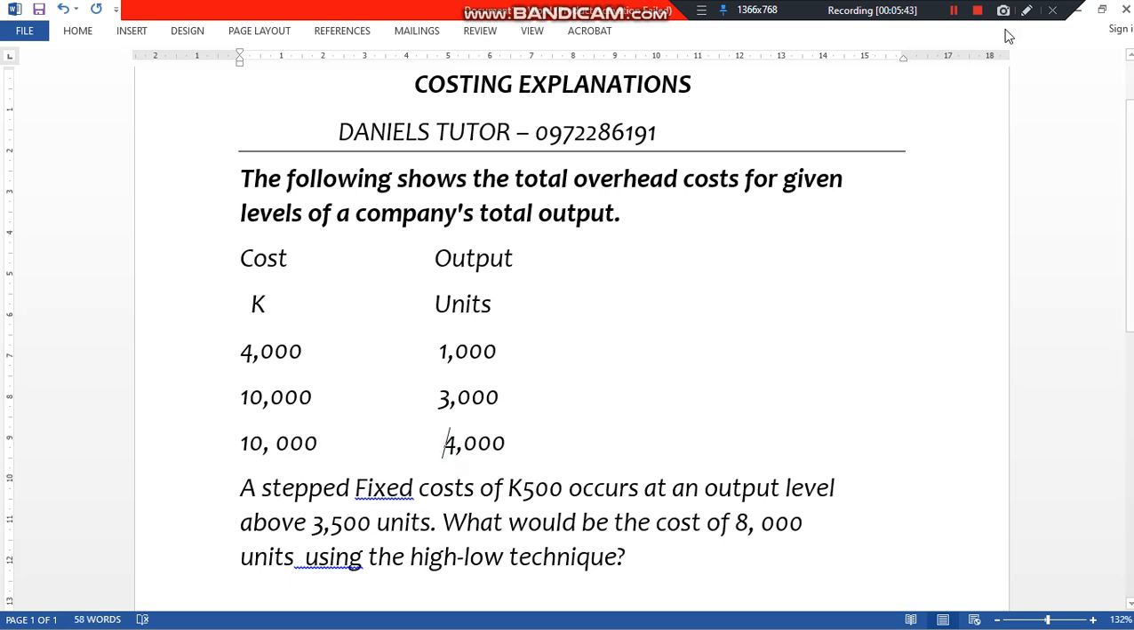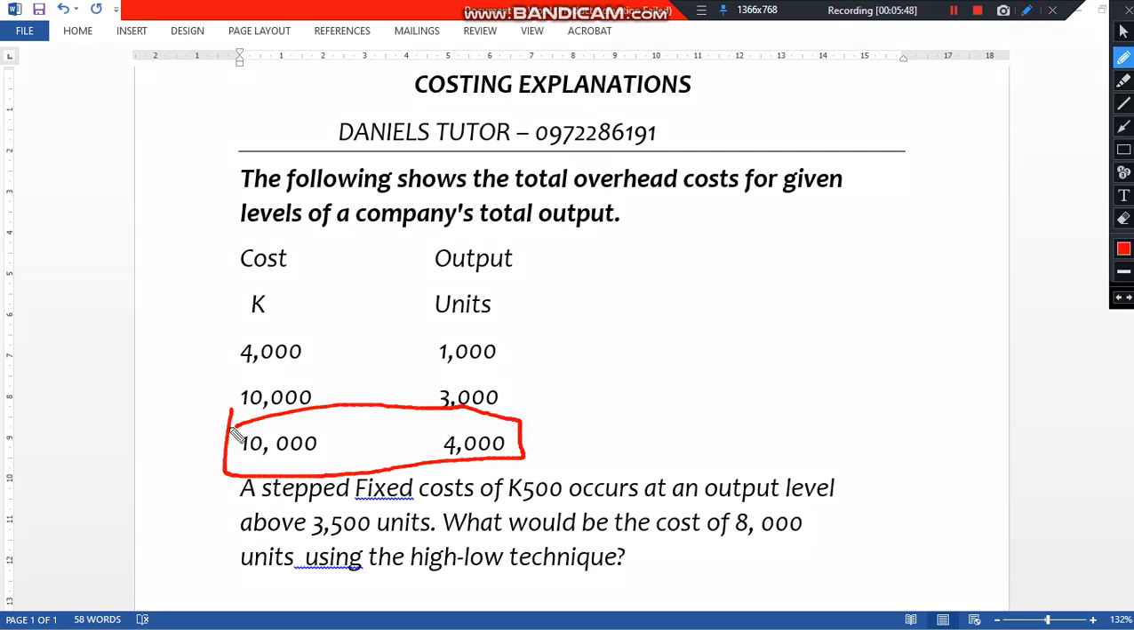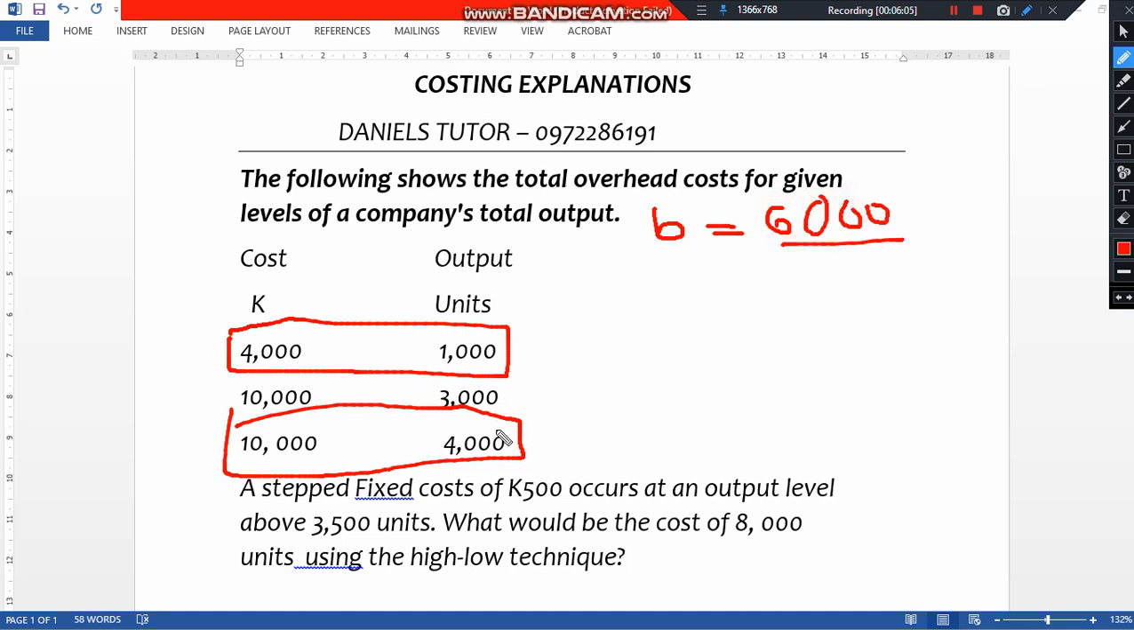Then we can quickly apply the high-low method. So high is now 4,000 units at 10,000. Low is 1,000 units at 4,000. Quickly, we find the variable cost per unit. It is the difference in total cost, 10,000 minus 4,000, that's 6,000, over the difference in units, 4,000 minus 1,000, that's 3,000.